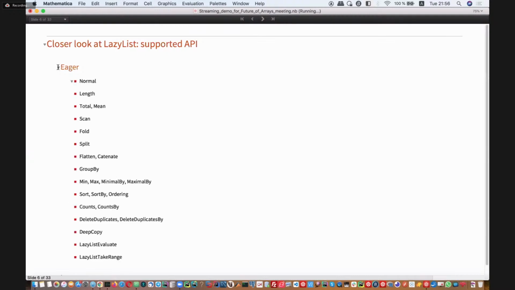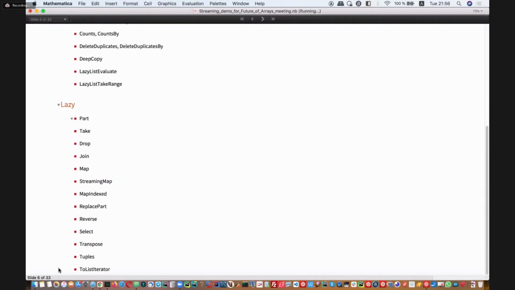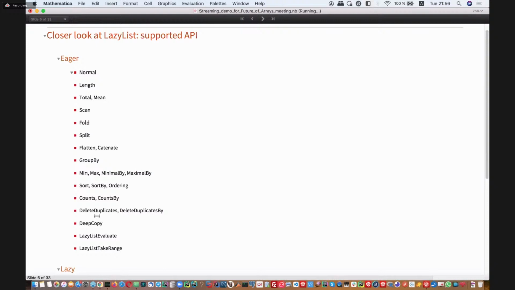These are things which are supported eagerly, including counts. And these are things which are supported lazily. Well, streaming map is something special. Okay, all right, I get it. So it's a small number of these functions that are supported lazily.